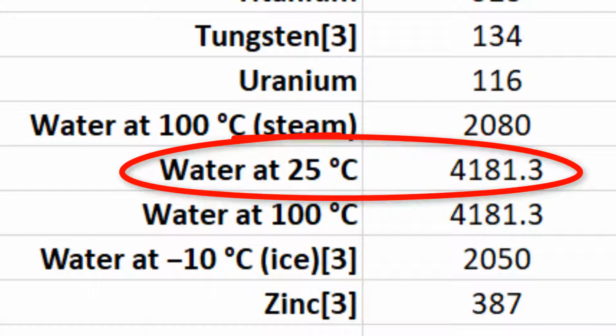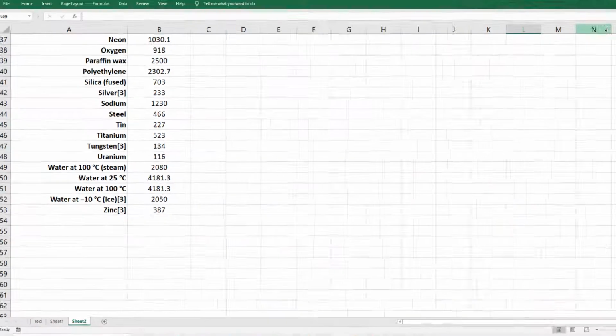That means if I take a kilogram of water and I want to heat it up by 1 Celsius degree, I have to dump in 4,181.3 joules of heat energy to do so, which is a tremendous amount of heat. Water is very stubborn. It doesn't want to have its temperature changed. Similarly, if I have 1 kilogram of water and I want to cool it by 1 degree Celsius, I need to remove 4,181.3 joules of energy to cool it by that much.